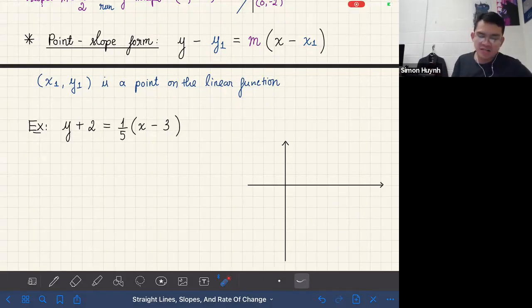But let's look at an example here to make the idea concrete. So here we have an example: y plus 2 equals 1/5 times the quantity x minus 3. And here it's already in the point slope form.